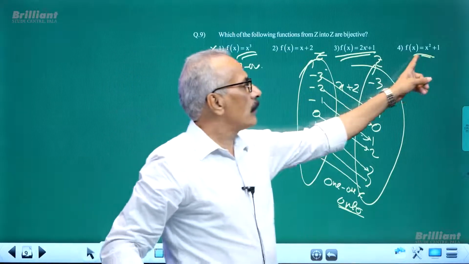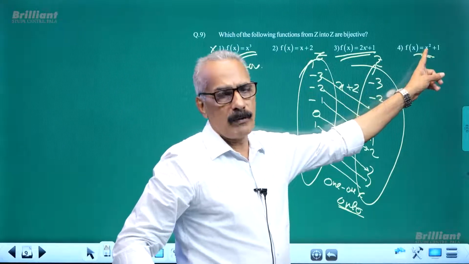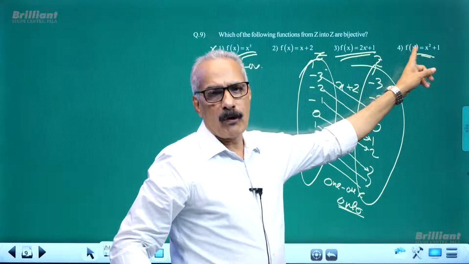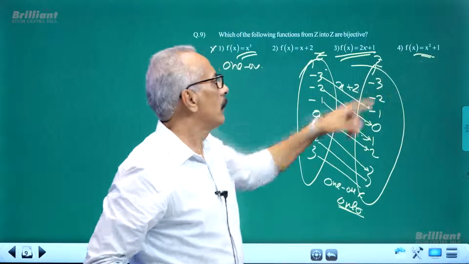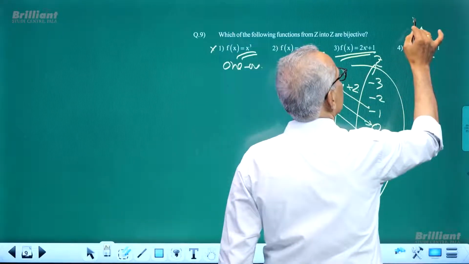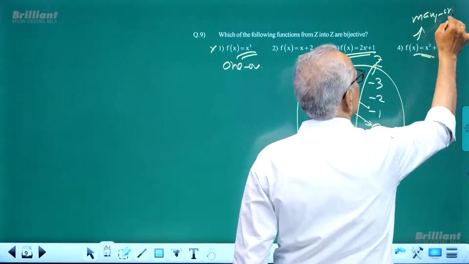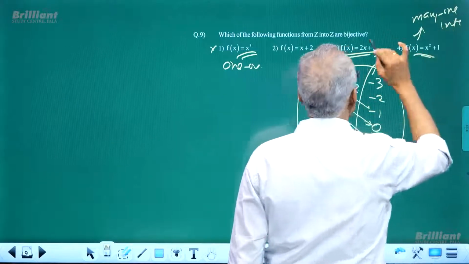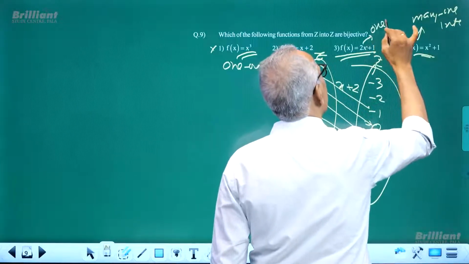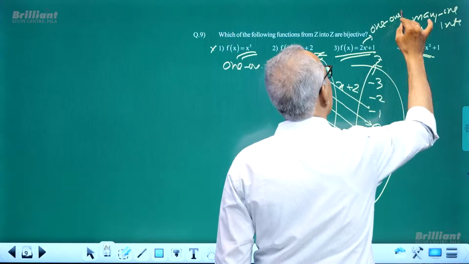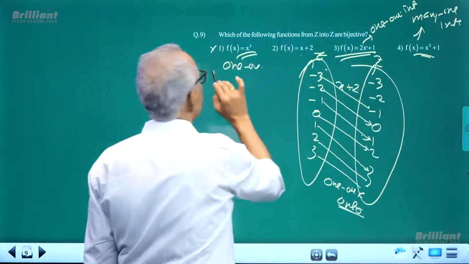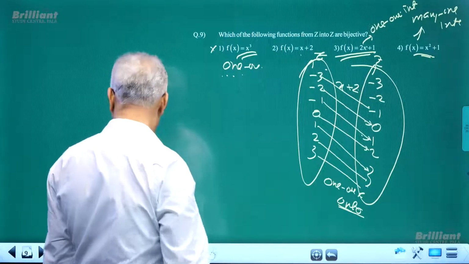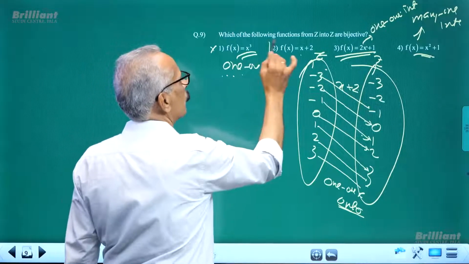But this is not 1-1. Plus 2 or minus 2 will give you the same. 4 plus 1, 4 plus 1. This is a many-one into mapping. This is 1-1 into mapping if it is negative and this one. This is okay, bijective, this is also 1-1 into mapping. So the answer is this 2.